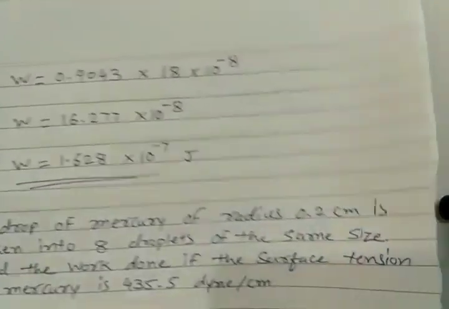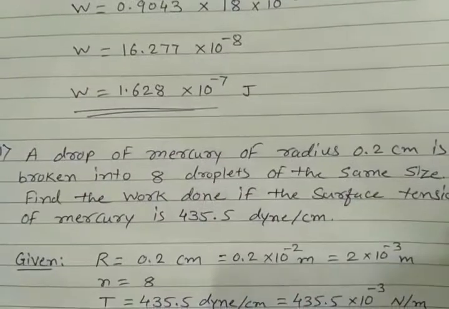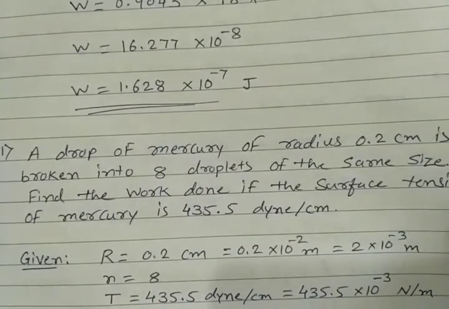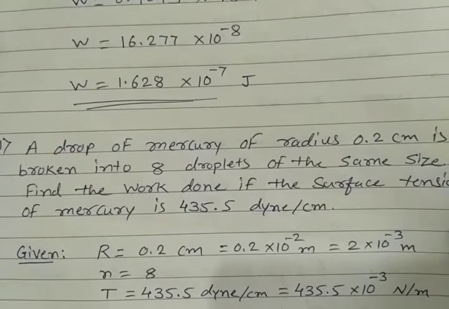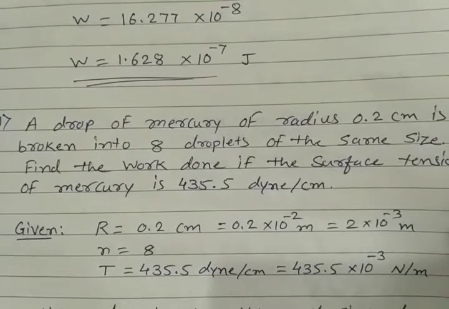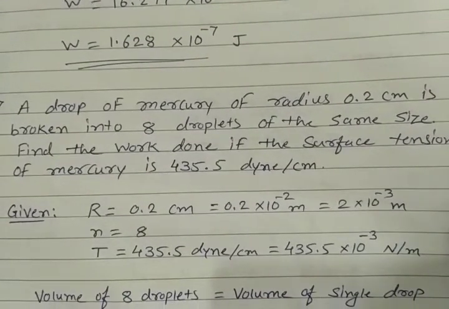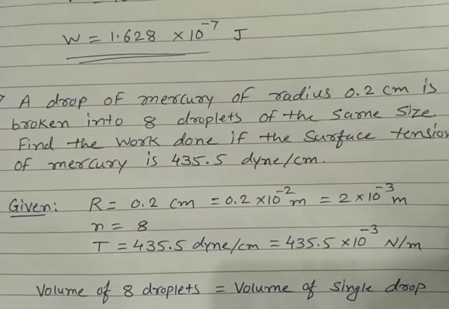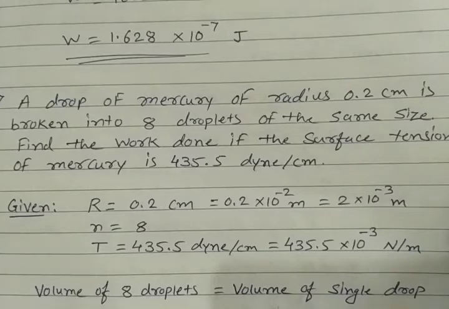Now 21st numerical. A drop of mercury of radius 0.2 centimeter is broken into 8 droplets of the same size. Find the work done if the surface tension of mercury is 435.5 dyne per centimeter. So given data is R 0.2 centimeter, which is the radius of single drop. Convert it into meter, like this, as we have done earlier. The number of droplets formed are 8 and surface tension of mercury is given.